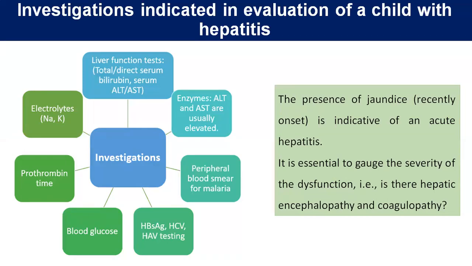We have to check the blood glucose. We have to check the coagulation profile, the prothrombin time. We have to look whether the electrolytes are in normal range. The presence of jaundice is indicative of an acute hepatitis. It is essential to gauge the severity of the dysfunction, that is, whether there is hepatic encephalopathy and coagulopathy.